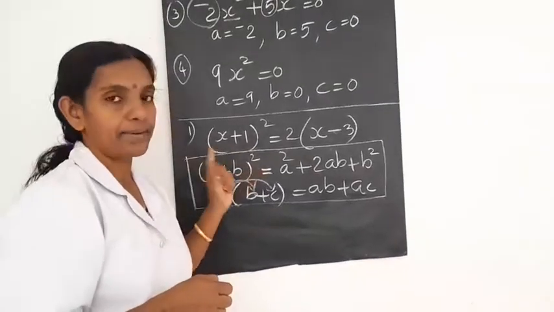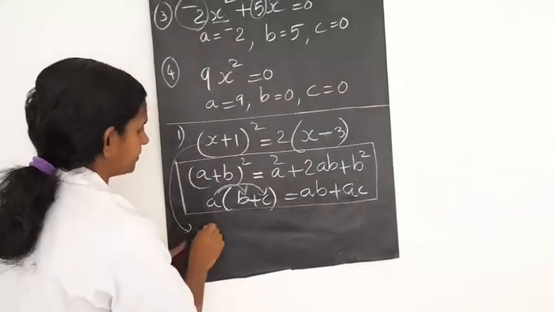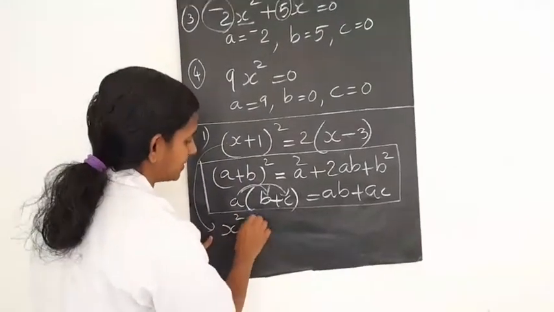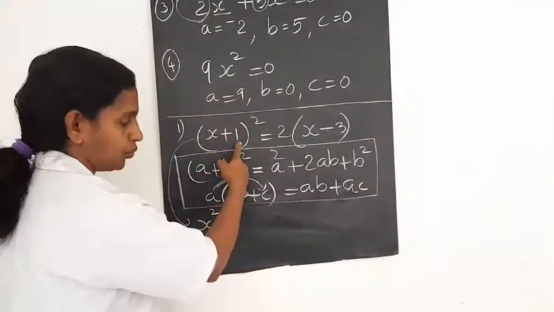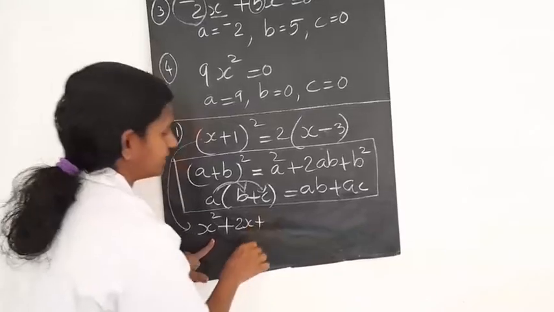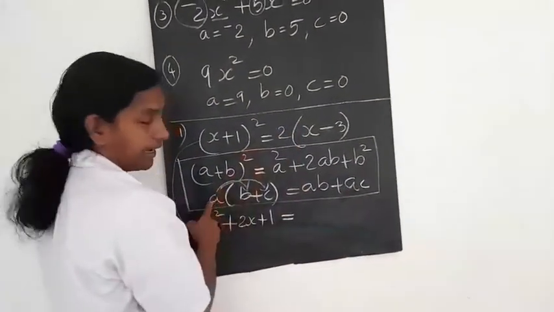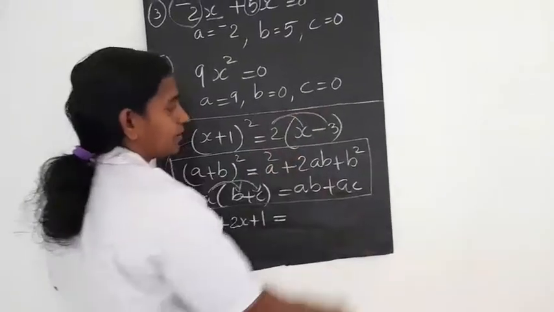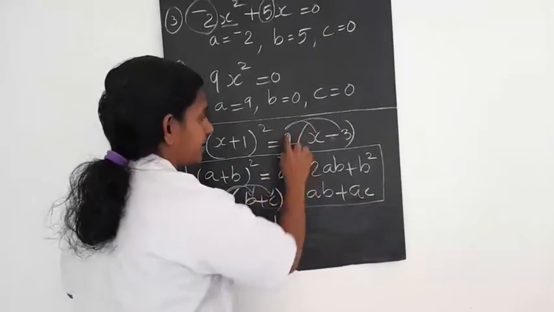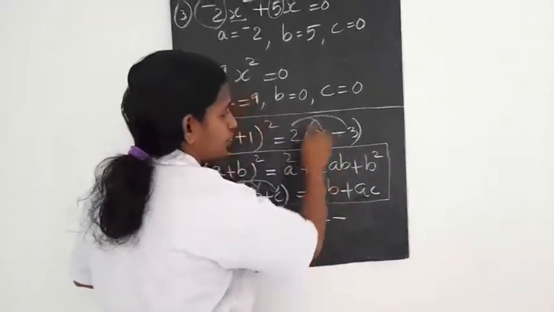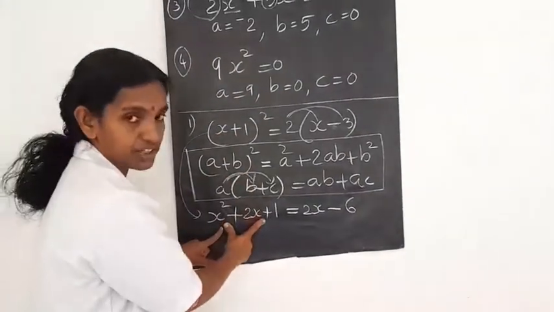So here it is expanding. LHS we are expanding by applying the identity a plus b whole square. See that LHS: x square plus 2ab, which means 2 into first term into second term, 2 into x into 1. So it is 2x plus 1 square, it is 1 itself. That is equal to, then a into b plus c. So 2 into x, 2 into 3. Here it is subtraction, that is the only difference. So 2 into x is 2x minus 2 into 3, 6. So LHS expansion is here.